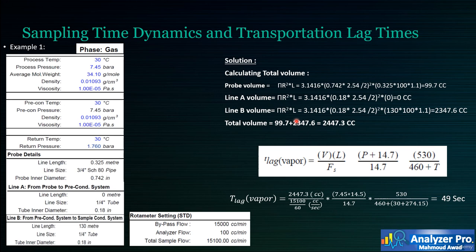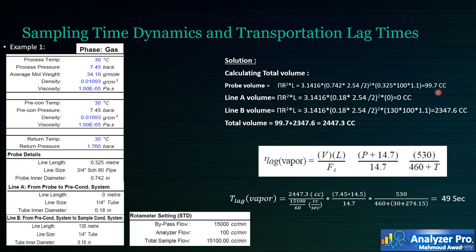The volume is the area of a circle multiplied by the length. Area of a circle is pi multiplied by the radius squared. Note here that we multiplied the inner diameter of the sample probe by 2.54 to convert it from inch to centimeter, then we divided the diameter by 2 to get the radius. To get the total volume in centimeter cube, the length of the sample probe, which is in meters, is multiplied by 100 to get it in centimeters, then we added 10% safety factor to the total length.